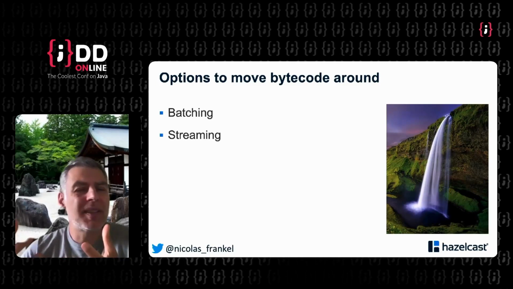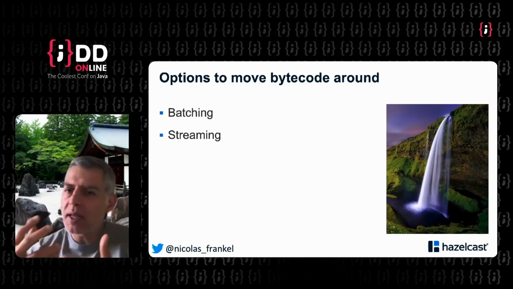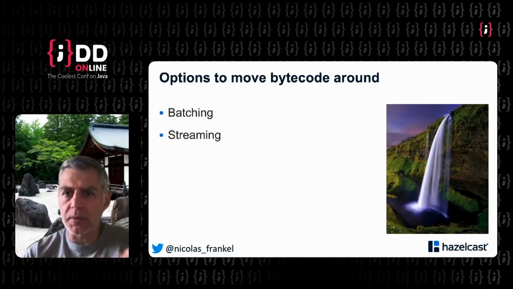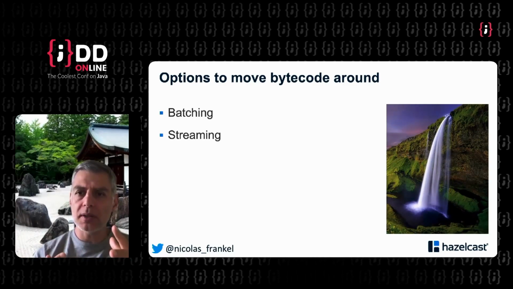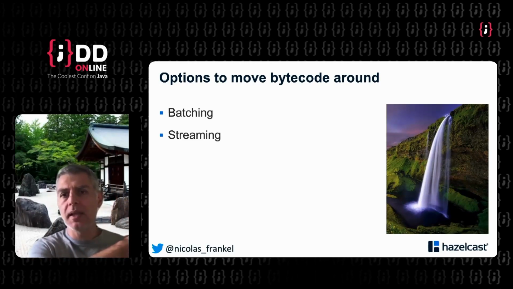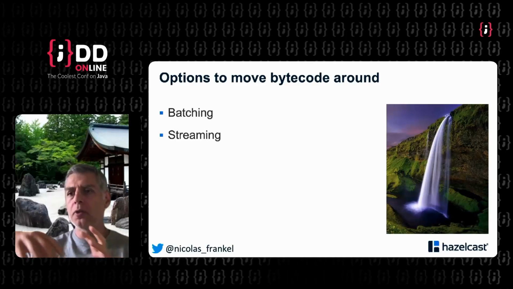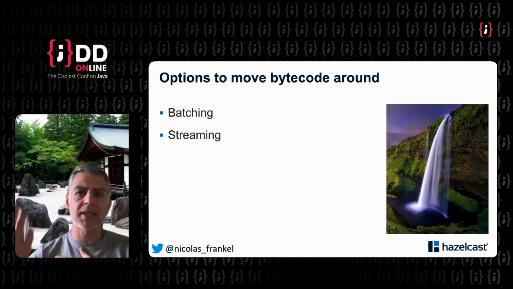And bytecode in that case is just data. So basically, we can use every way that we know to move data around. And there are two main models. The batching model, and I think that everybody knows about batching. You take data from your main database, you transform it, and you put it into your analytics database. I think that's the main use case of batching.